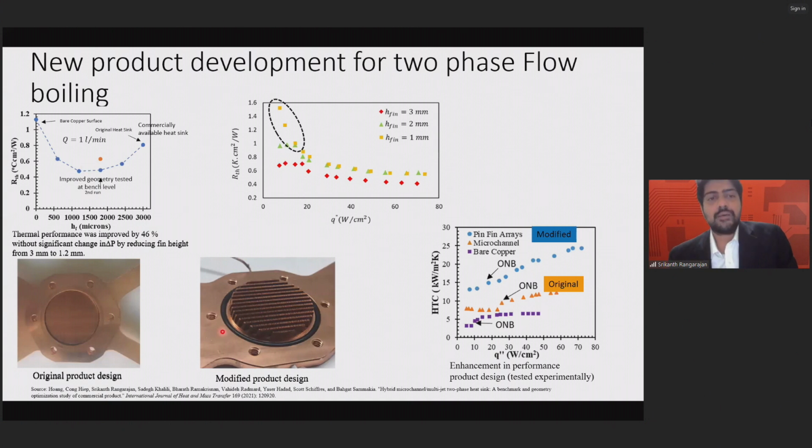And then we also tried to cut the channels and make it look like a pin fin. And then we saw that the heat transfer coefficient was immediately jumping. And we had the modified design getting a much higher heat transfer coefficient compared to the original design. So these were some random studies that we did on geometry, but we really wanted to do a very specific optimization on the geometry.